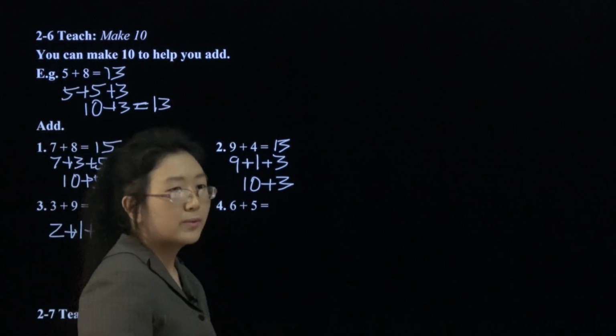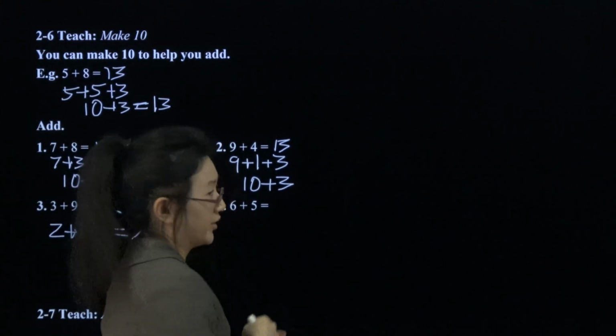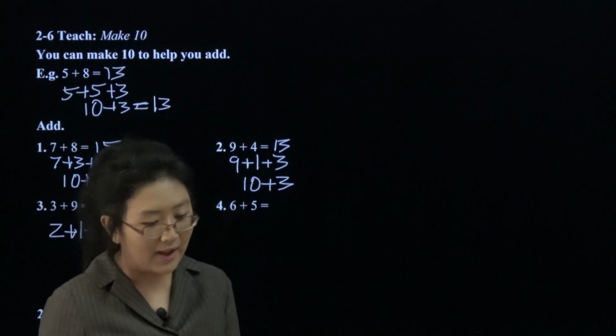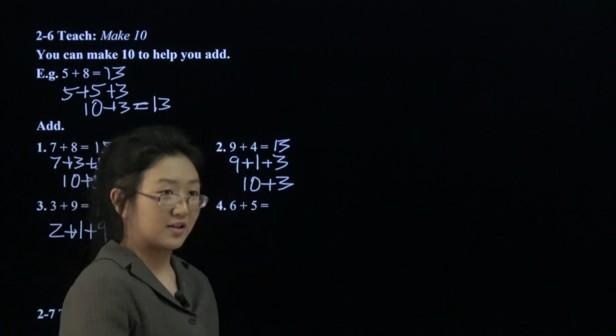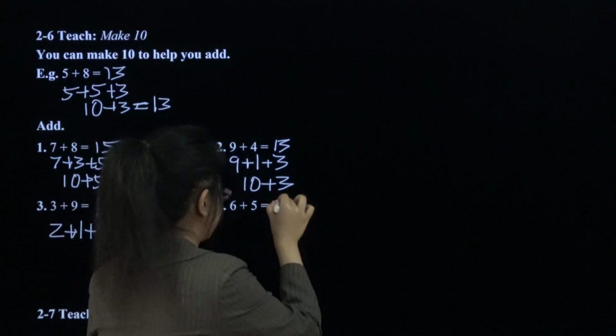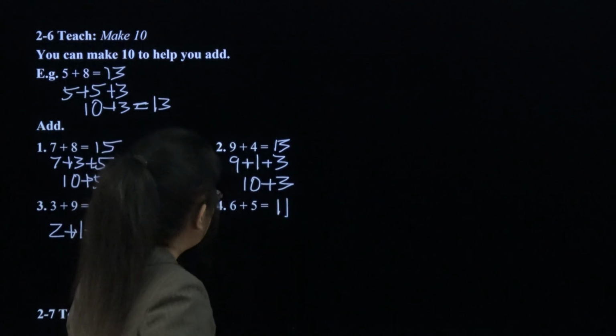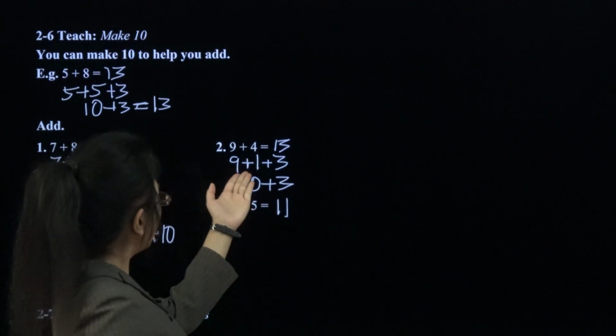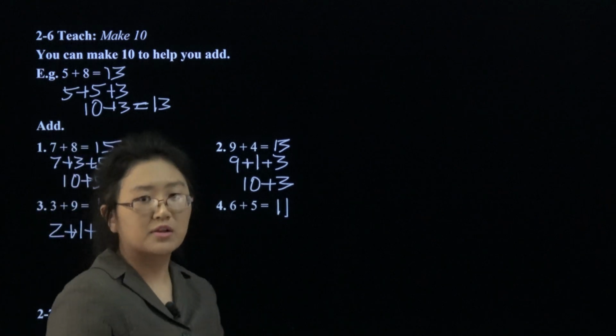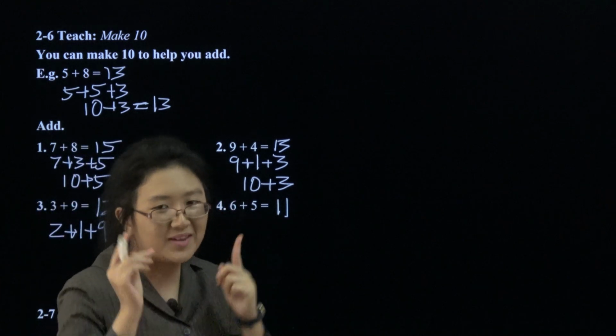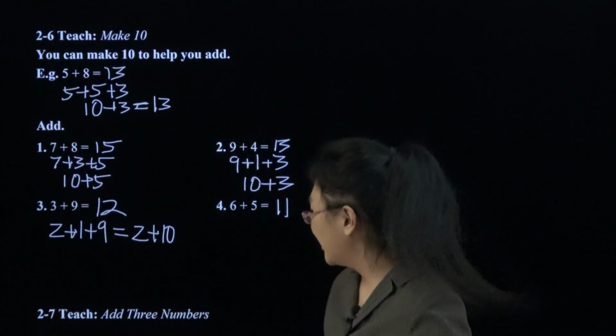6 plus 5, well, we know that 5 plus 5 is equal to 10. And that's 1 plus 5 plus 5. So that's 11. Okay, now, in case you haven't noticed, I broke it down into 3 numbers. And guess what the next section is about?